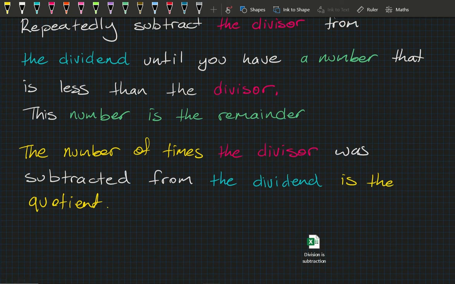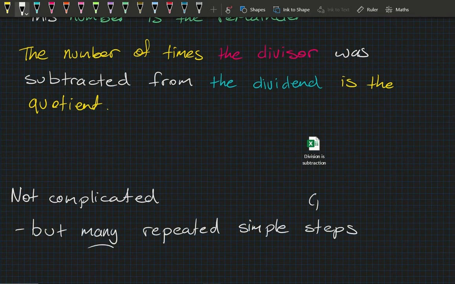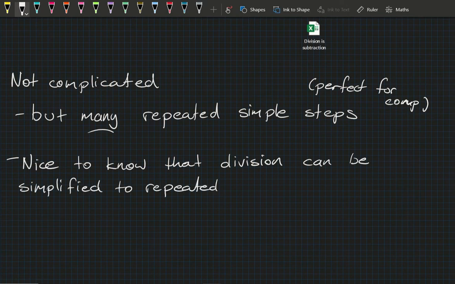So as we saw, this is not a complicated method. It's just got many repeated simple steps, which is perfect for a computer. But one thing I take away from it is that it's really nice to know that division can be simplified to repeated steps, just like multiplication can. So do any of you know how to write a while loop in a computer? There you go. That's how you can do division. But by hand, it's going to take a long time.